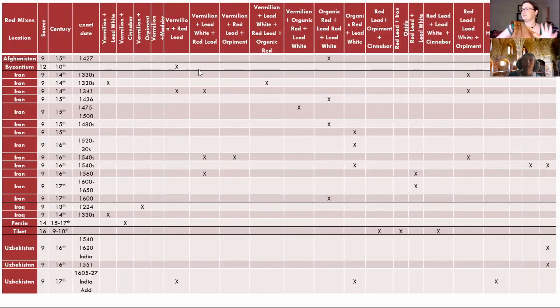So with the mixes, and I kind of went crazy with having to list things, getting all the words in. So they were mixing everything: vermilion and red lead, vermilion and cinnabar, vermilion and orpiment, vermilion and madder, organic red plus lead white. They were doing tons of different mixes to get different hues of red.